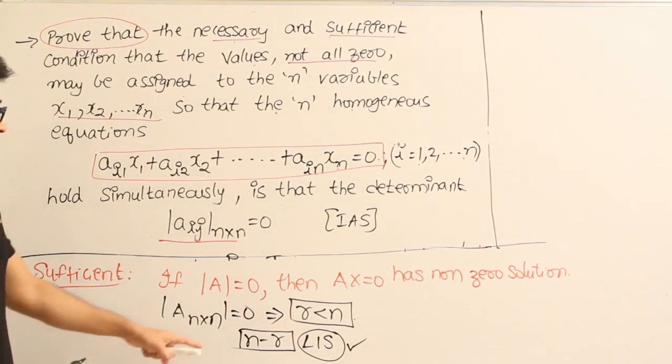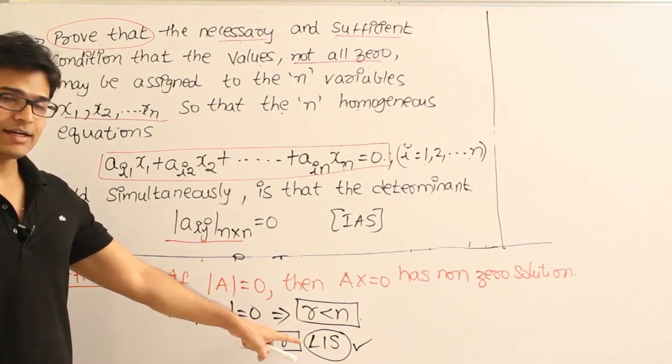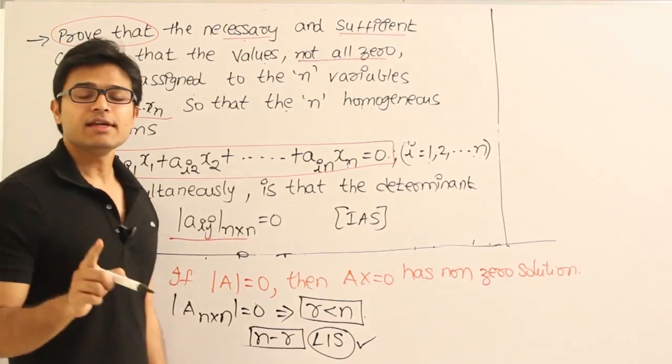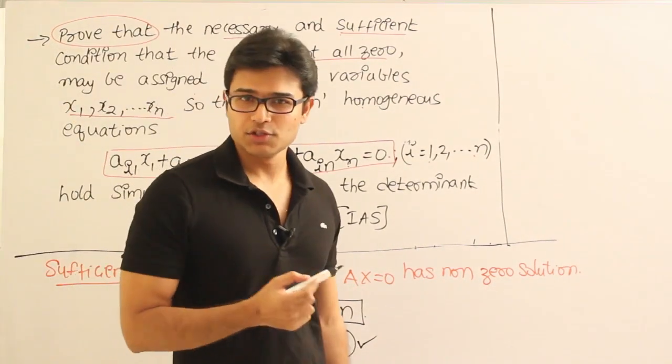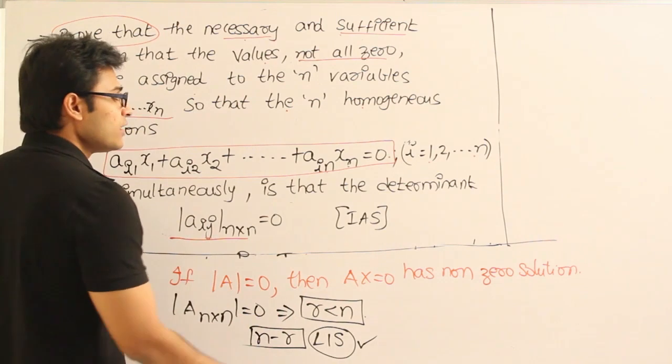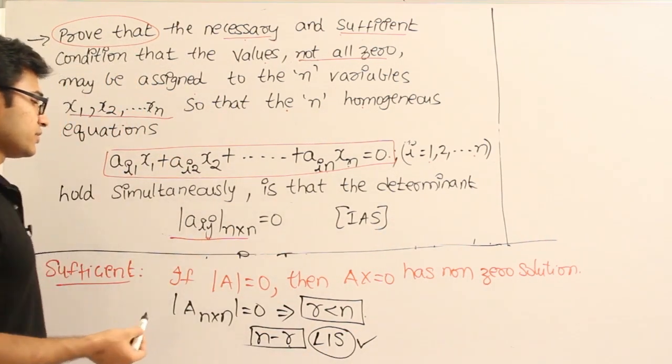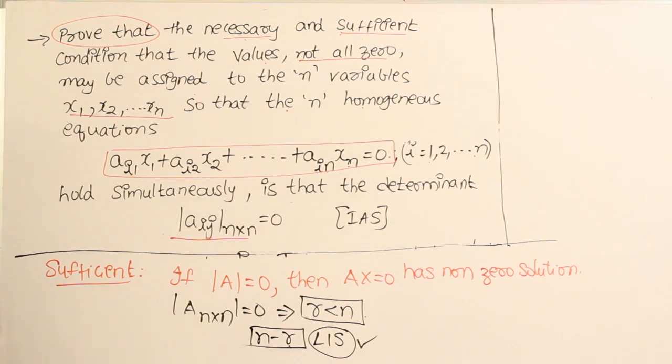Okay, and when we have at least one linearly independent solution, it cannot be 0. No linearly independent solution can be 0. Therefore, what can we say? Then we can say that it has at least one non-zero solution. Done. That's it. Simple.